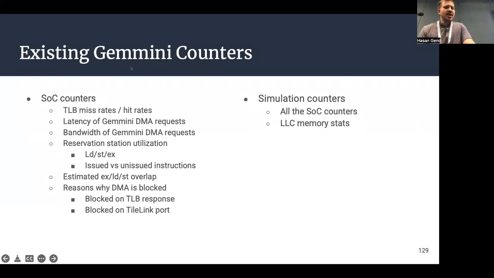Yeah, so we have both SOC and simulation counters, like I mentioned. We have them for signals like TLB miss or hit rates, the latency of different Gemmini DMA requests, bandwidth, reservation station stats, the estimated overlap between instructions in your execute, your load, or your store pipelines, because ideally you want that overlap to be as high as possible, or stats to try to tell you why your DMA might be blocked or stalling, right? But we're happy to add more counters if anybody needs more counters, so you guys can just let us know and we'll be happy to add them. It's not difficult for us to do.